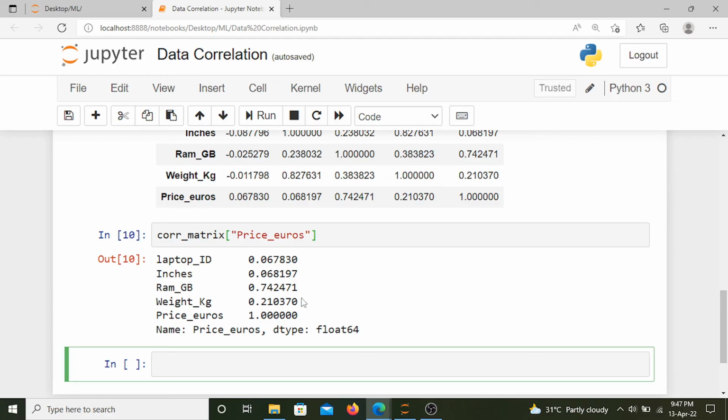And there's also a pretty significant correlation between weight and the price of the laptop. This is probably because most heavyweight laptops are also the ones that are more expensive, all those gaming laptops.